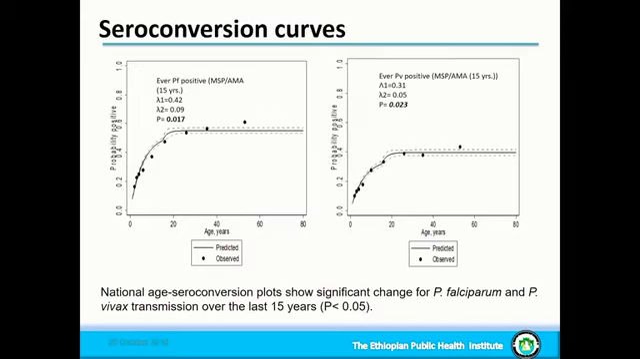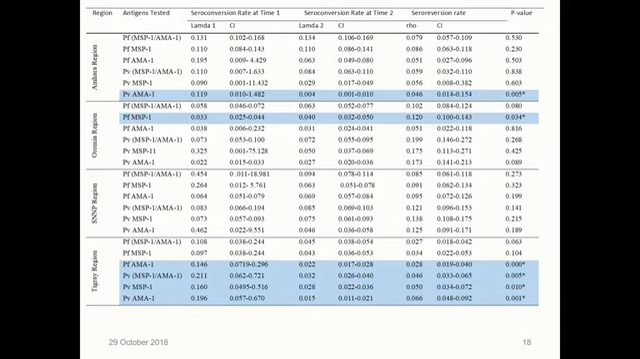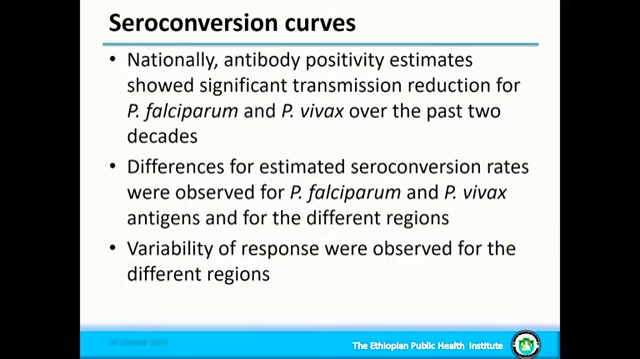So seroconversion curves, again, these graphs show that this is probability of positivity, and this is age. So this graph shows that there is a decline of malaria transmission before and after 15 years. This graph shows that the transmission rate was 0.42, and it reduces to 0.29. It is statistically significant. A similar trend was observed also for vivax malaria. All right, so we have also data for the regions, but unfortunately there was some variability for the regional data.